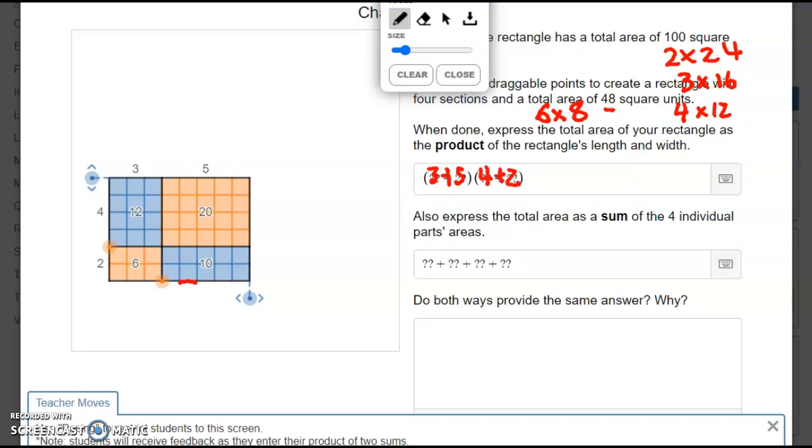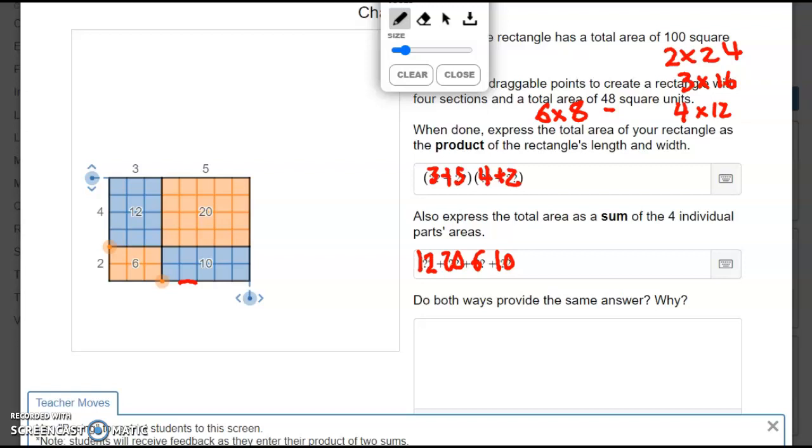Okay, and then also express the total area as the sum of the 4 individual parts of area. Well, the area here is 12, so that's going to be 12. Area of this orange is 20. Area of this little orange is 6, and the area of the little blue is 10. If I was to add them all up, 12 plus 20 is 32. 32 plus 6 is 38. 38 plus 10 is 48, and that's what we wanted.